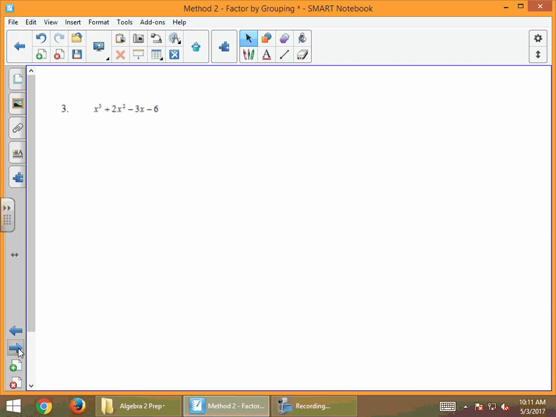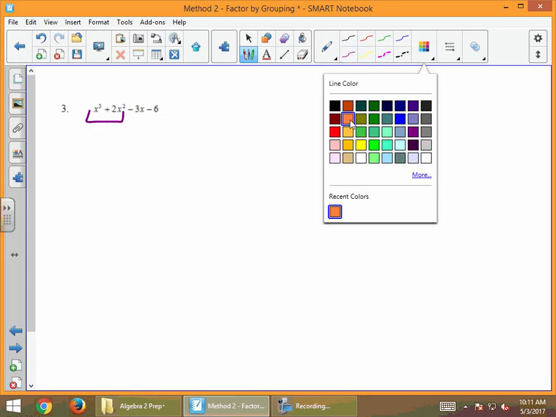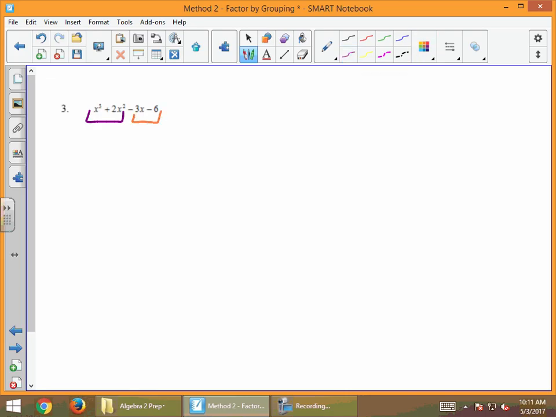Again, always check that we take out a GCF. No, we have a variable, not a number, so you can't take out a GCF. So then go ahead and group. Group your first two, and group your second two. And then GCF your groups. What's our GCF between x cubed and 2x squared? X squared. They both don't have a number, so you can't take out a number. You can take out the variable x squared.